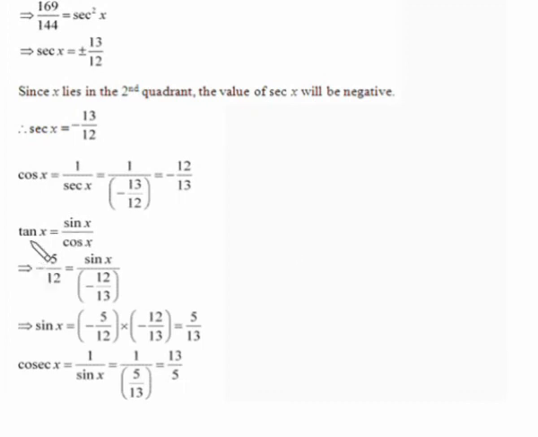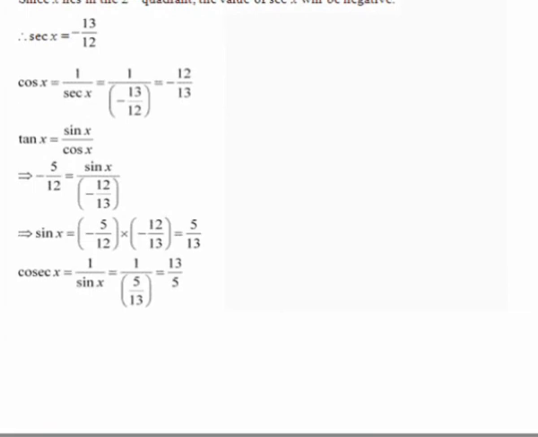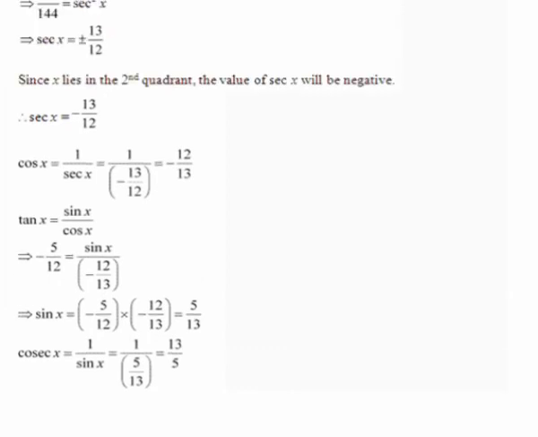And we know about tan x and cos x. We put here tan x is equal to sin x by cos x. We get the value of sin x is 5 by 13 and cosec x is equal to 1 by sin x, so we get the value of cosec x is 13 by 5. By this way we find all the trigonometric functions of different quadrants by the given angles.